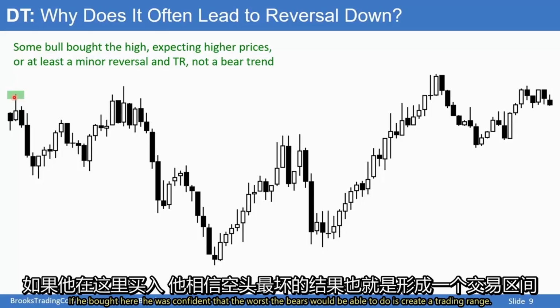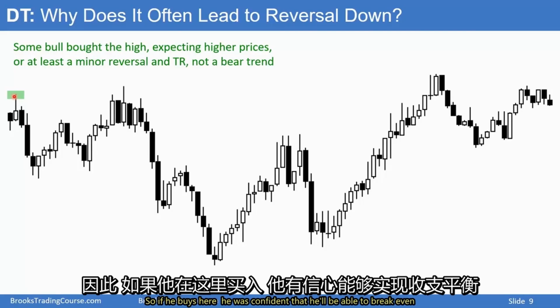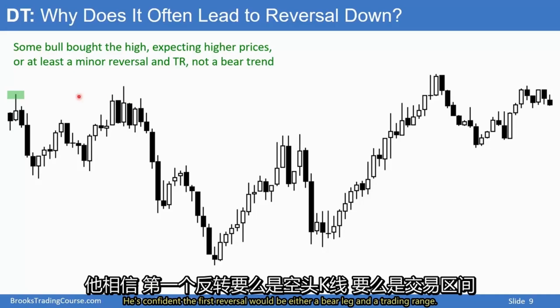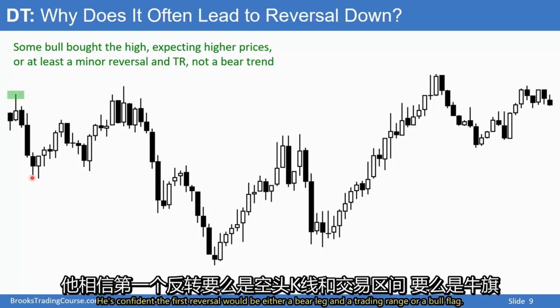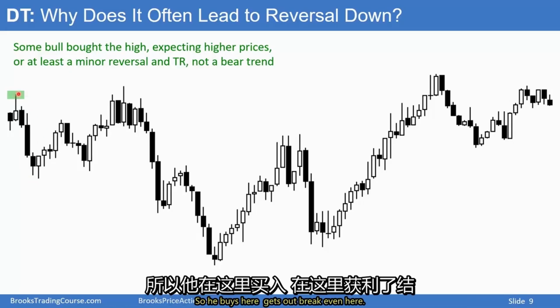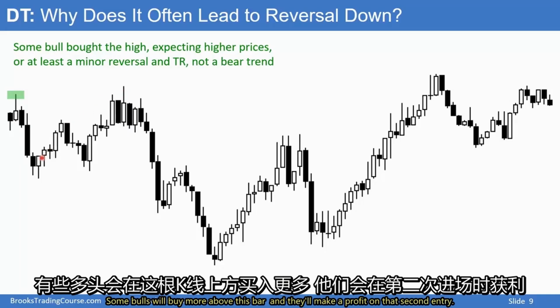If he bought here, he was confident that the worst the bears would be able to do is create a trading range. So if he buys here, he was confident that he'll be able to get out break even, because this would probably be near the top of the range. He's confident the first reversal would be either a bear leg in a trading range or a bull flag. So he buys here, gets out break even here. Some bulls will buy more above this bar, and they'll make a profit on that second entry.